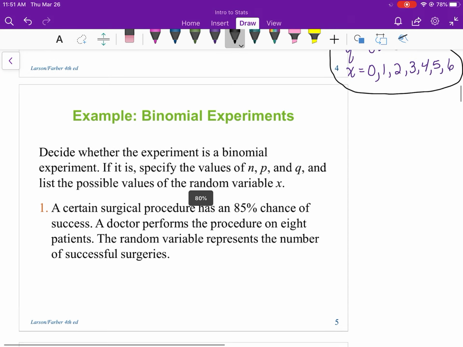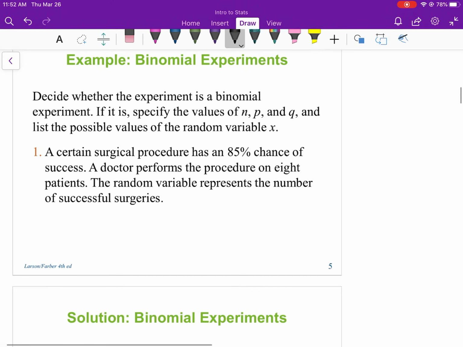Okay, first example. A certain surgical procedure has an 85% chance of success. A doctor performs the procedure on 8 patients. The random variable represents the number of successful surgeries.